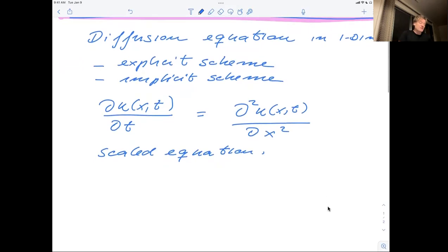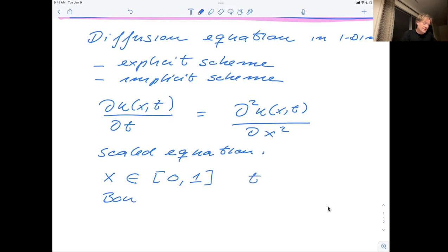We're also going to simplify life, and we are going to assume that x is defined within a region. Since this is now a scaled equation, we can assume that it lives in a region 0 to 1. Else, this would be a region defined by the appropriate physical constants of the diffusion equation under study. We're also going to assume that we have boundary conditions.